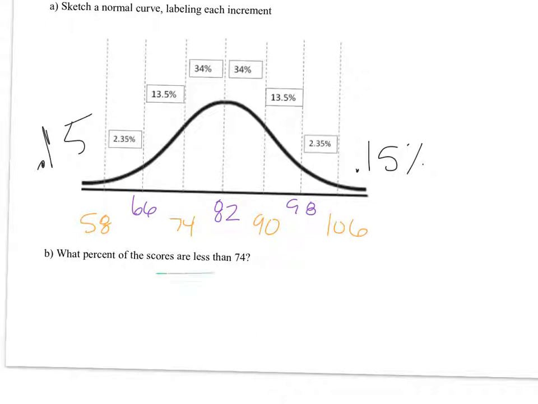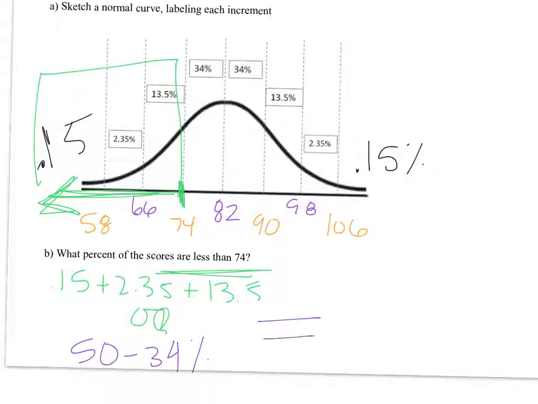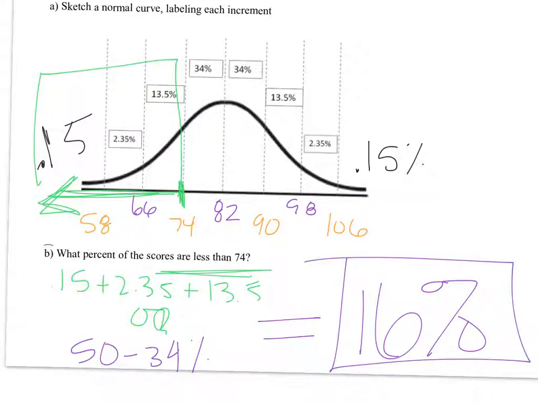My next question is saying less than 74. So here's 74. This is everything less than. So any percent that's less than that. Just looking at these three sections. So you could either add up those three sections, or if you wanted to, you could remember that this is half of your data. So this is the only section you're not using for half of your data. Half is 50. Subtract the 34% you're not using. Either way, you should get 16% as your final answer for B.